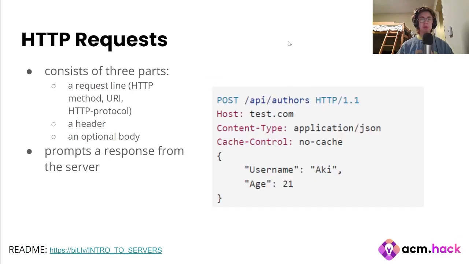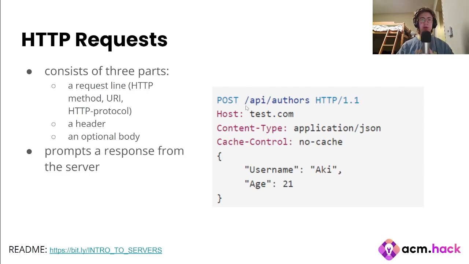So HTTP requests consist of three parts: a request line, which consists of our HTTP method. So you see your POST, a URI, also called an endpoint, can also be referred to as a route. So this /api/authors, it's kind of the end part of a URL. And then the HTTP protocol, which is really just the version of HTTP we're using. So there's HTTP 1.1, there's 2, there's some others.